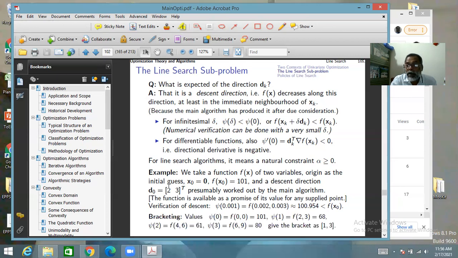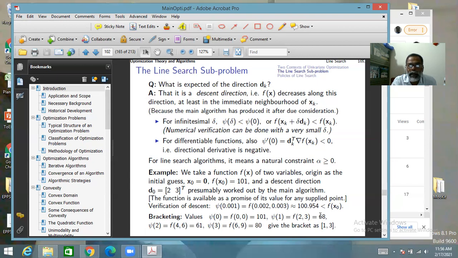Since the upper bound for line search has not been given, the lower bound is 0, we know. Okay, upper bound has not been given, so we do bracketing. And as we do bracketing, if a better lower bound also comes, we will take that. So we already have the value at 0, 101. At 1, that is f of (2, 3), we evaluate the function, get 68. F of (4, 6), that is psi at 2, it is 61, less. So further we go. At 3, we evaluate, we find 80.